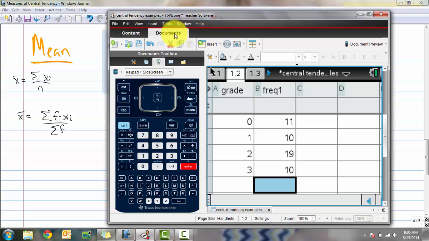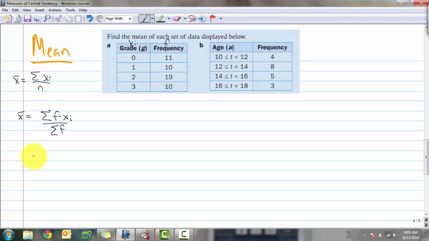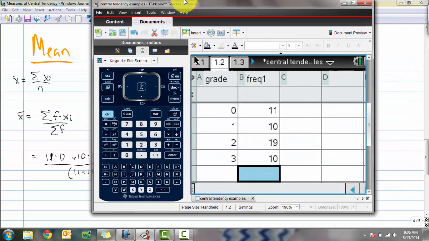By hand, simple enough. We would do 10 times 0, 11 times 0 plus 10 times 1 plus 19 times 2 plus 10 times 3 divided by the sum 11 plus 10 plus 19 plus 10. In the calculator, here's what we do.